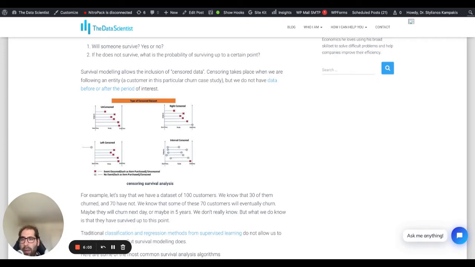And this is really one of the problems with using supervised learning in this context. But that being said, supervised learning can often be easier to interpret or easier to communicate.